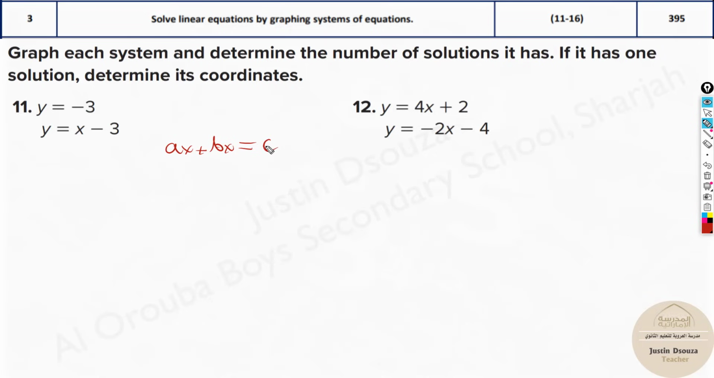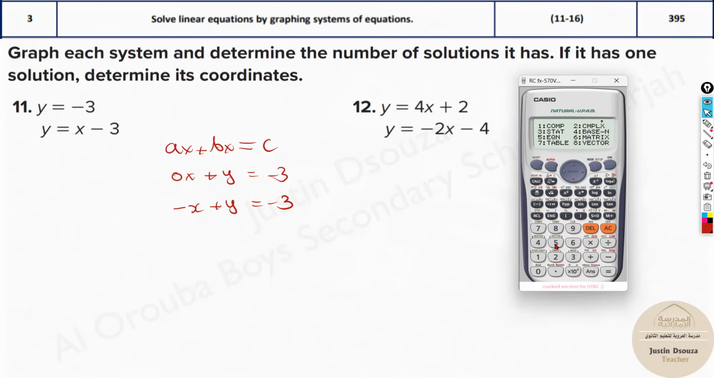Now how do we write this in this form? Here there is no x at all, so it is 0x basically, plus y equals minus 3. Very straightforward. But the next equation, you need to bring x and y together. So this x goes to the other side, it becomes minus x plus y equals minus 3. Now let's solve these equations out in the calculator.